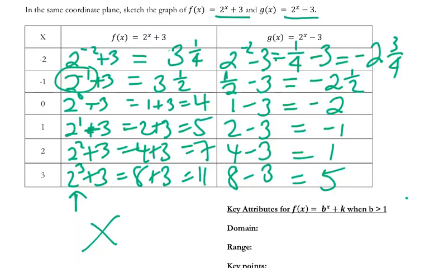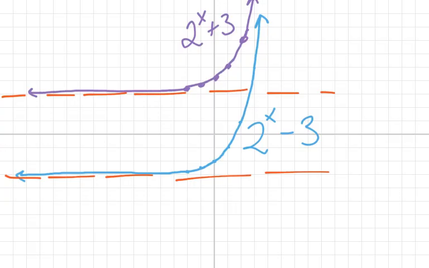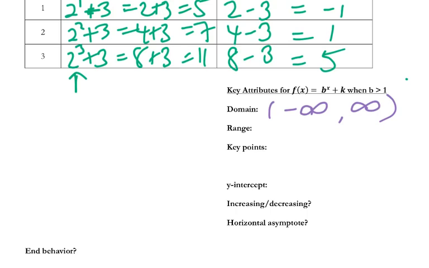Okay, so let's go back to our notes. Key attributes. Well, the domain for both graphs was still all real numbers, negative infinity to infinity. The range, looking at the graphs here, the lowest value is negative 3. Here the lowest value is positive 3. So it seems to depend on the k value. So we can say the range, the lowest value is k, and then we go up to infinity.